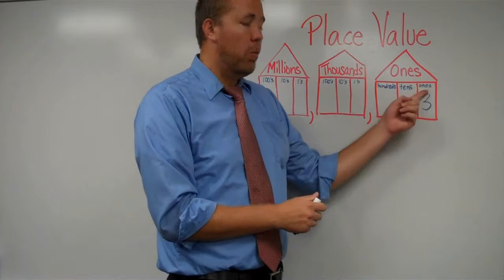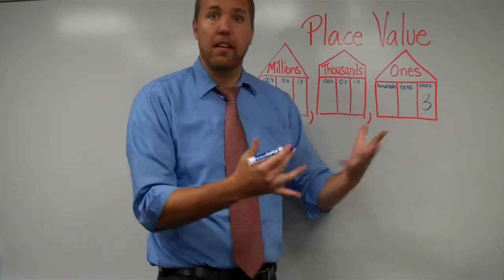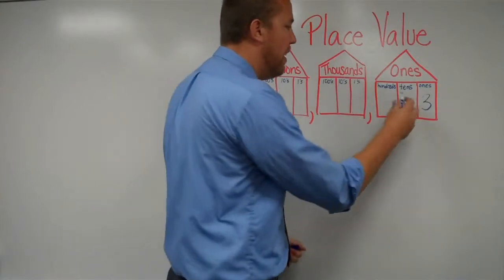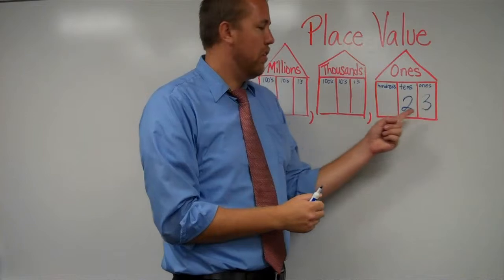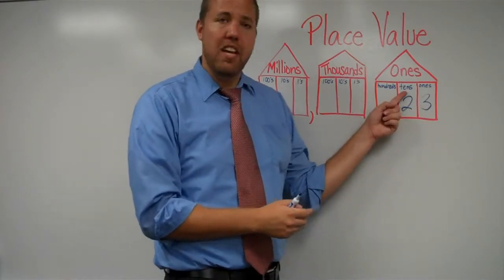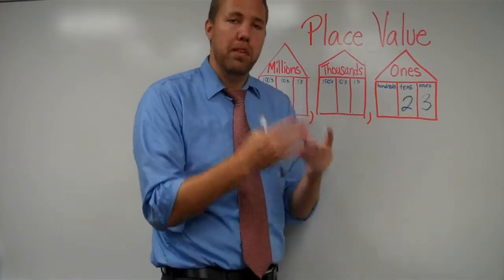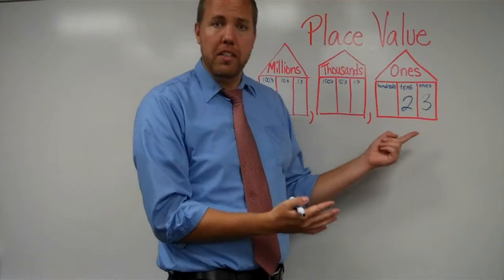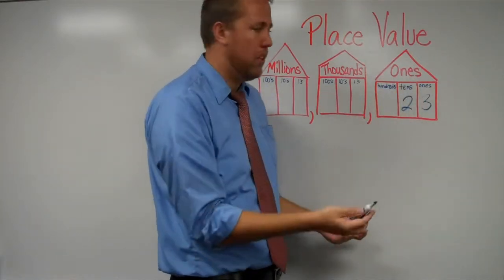This 3 is in the one's room of the one's house. So it's just worth 3. That's all it is. Now because that room is full, this digit can move in. This 2, because it's in the tens room of the one's house, just because of the place, makes it worth 20. So it's in the tens room of the one's house. 2 times 10 times 1, 20.